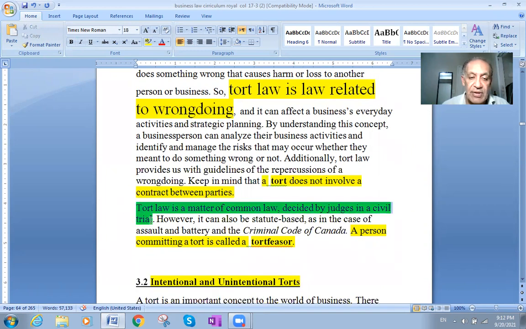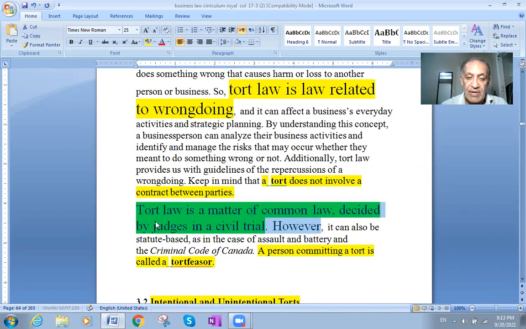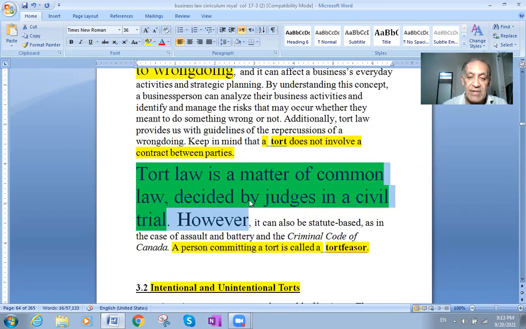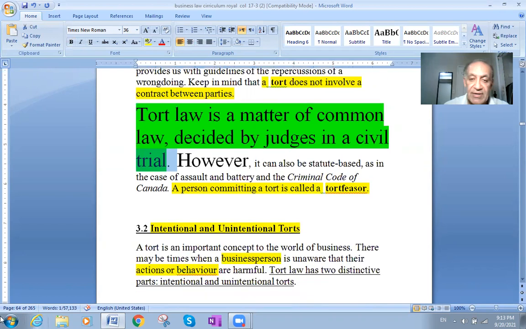Also, we want to know that tort law is a matter of common law. It is a part of the common law, decided by judges in a civil trial, because it includes compensation. That's why it is done by the judge in a civil trial.